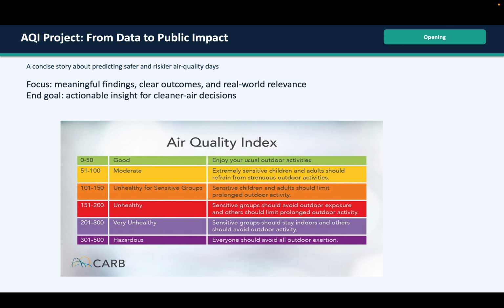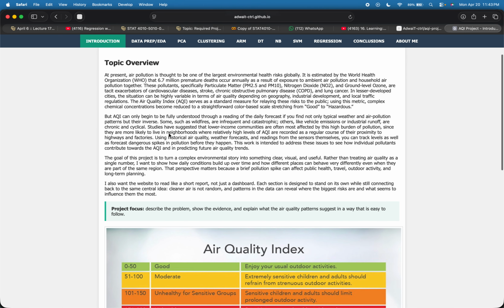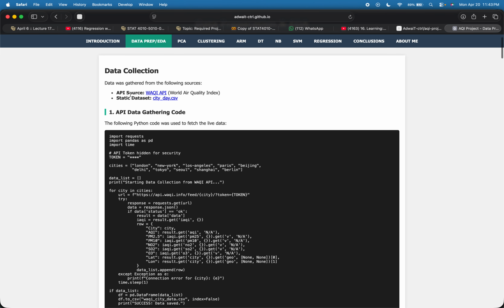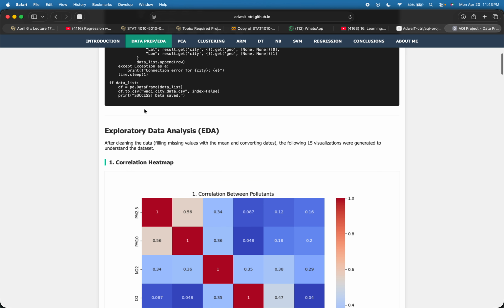So this was my presentation for my machine learning project. I hope you like it. This is my website where all the diagrams are available. This is the introduction, the analytics from source to insight, the data collection. This is the API source, and this is the static dataset, whereas this is the API from which the dataset is being extracted.